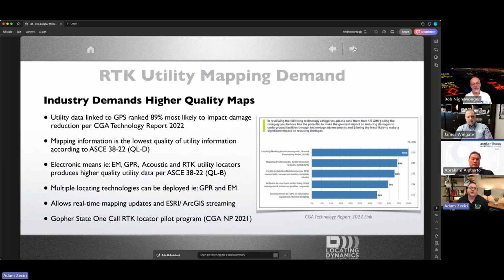Under that is going to be quality level C, and that's generally if there's a surface structure and you can't get a good locate on it, but you're able to see something at the surface. And finally, quality level D is going to be maps and records.